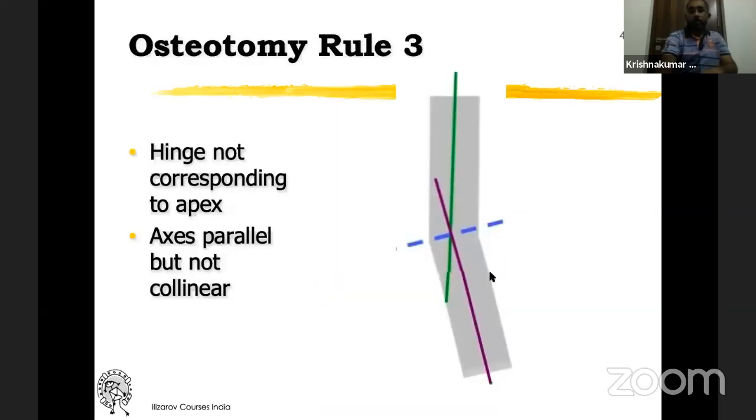Now third is osteotomy rule 3, where you have a CORA, but you keep a hinge away from the CORA and do an osteotomy away from the CORA. Here what you get is an angular correction, but the axis is translated. The axis is not aligned. So osteotomy rule 3 is something which you will not use. 1 and 2 are most commonly used, and rule number 3 is just for your knowledge. You should not do a correction like this. The hinge has to be kept at the level of the CORA, but your osteotomy can be proximal or distal to the apex of the deformity.